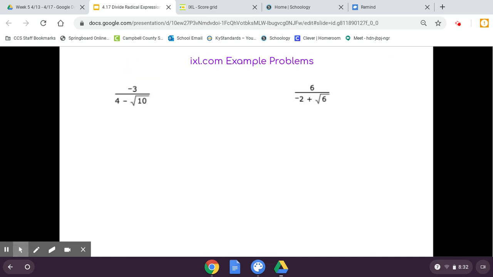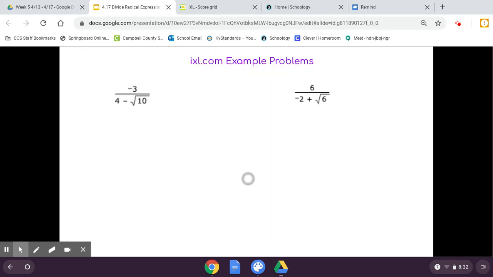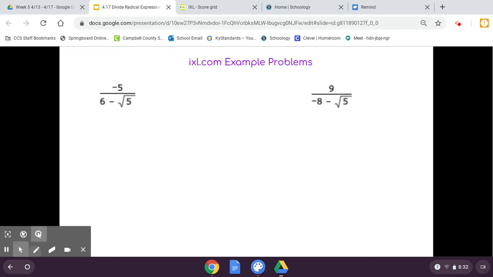Alrighty, so now we are actually moving on to your IXL assignments. Sorry, you see me flipping through like a crazy person here. All right, here we go. So these are the ones that you're going to start out with on IXL. As you can see, there's not a radical up top for me to divide anything by. So we're going to go ahead and just start by rationalizing.